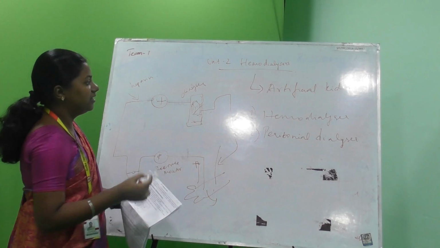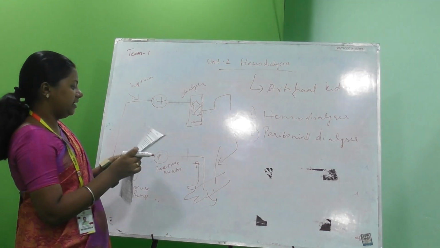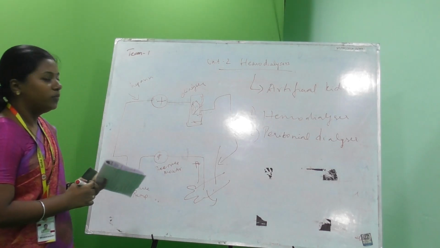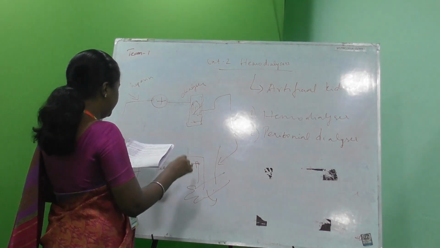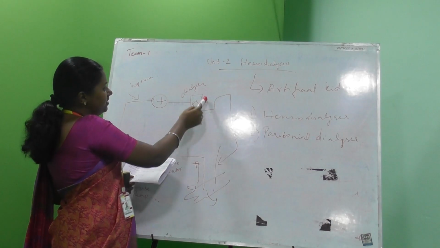Okay, this is our hemodialysis. It consists of components like the dialyzer, dialysate solution, blood pump, monitor and control system, and the heparin pump. First is the dialyzer. It removes the waste products from the blood.